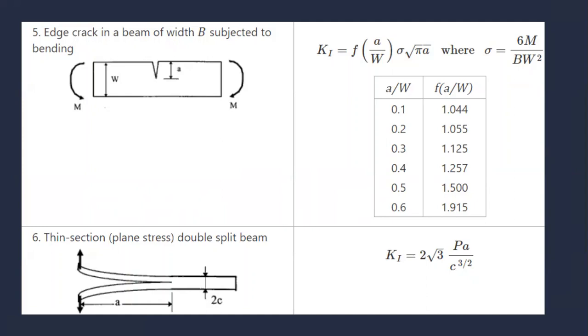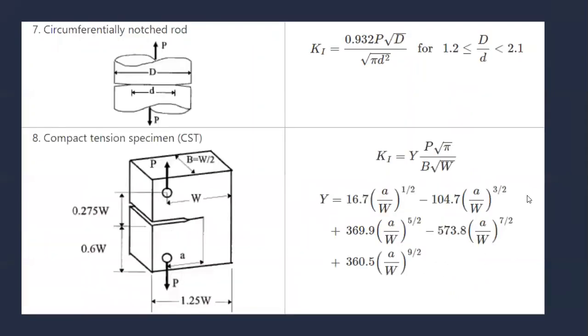Let us go to the thin sections. There are plate stresses. Double cantilever beam. This is a double cantilever beam. For this, the stress intensity factor is equal to 2 times root over 3 times P a by C to the power of 3 by 2.